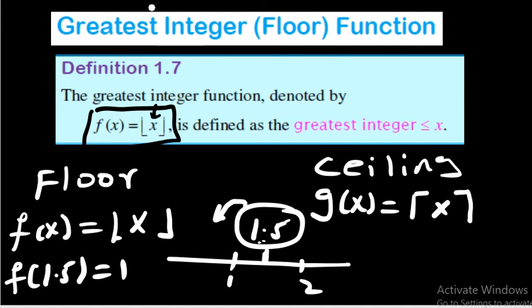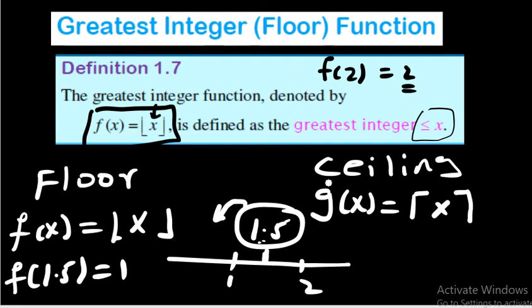It is less than or equal to. It is not necessarily always to the left side; it says less than or equal to. If the number is a whole number, for example f of 2, it is just 2. What is the integer less than or equal to 2? Just 2. But if it is a decimal, like 1.5, we have to think of the integer to the left-hand side.